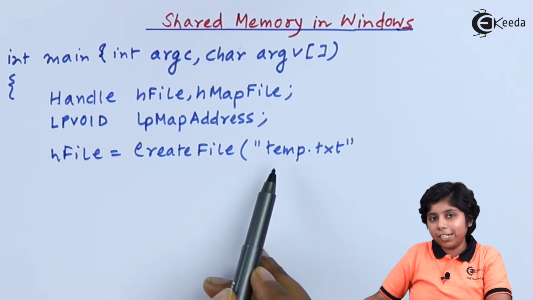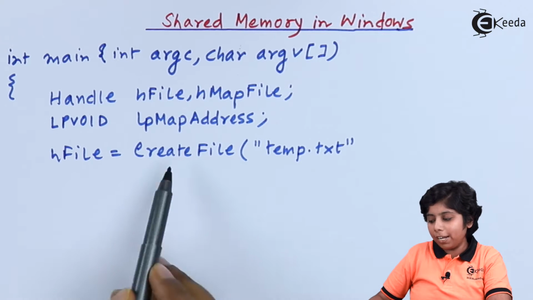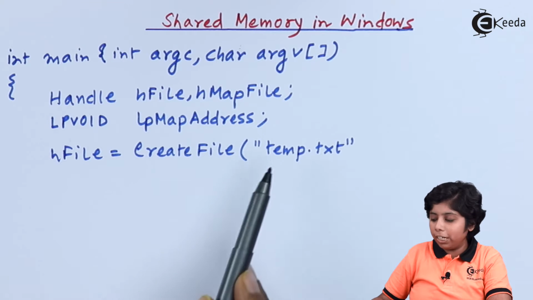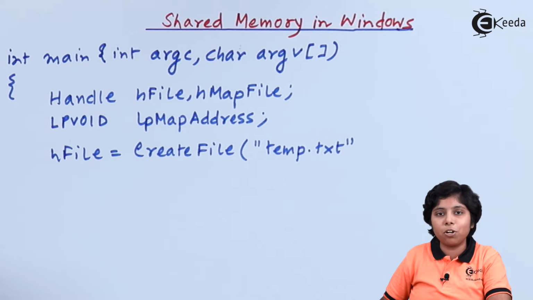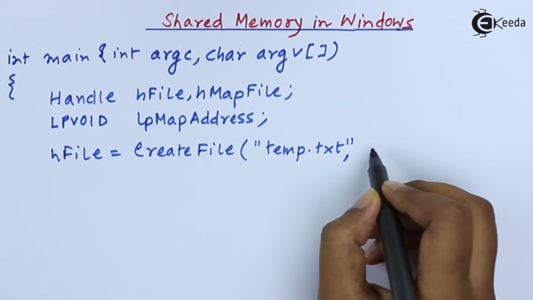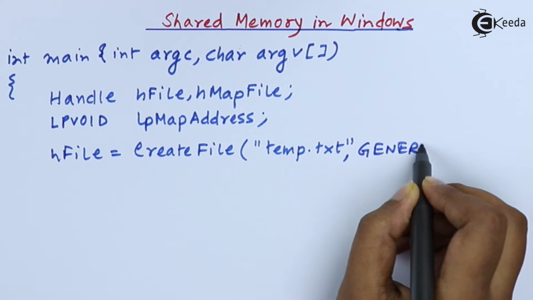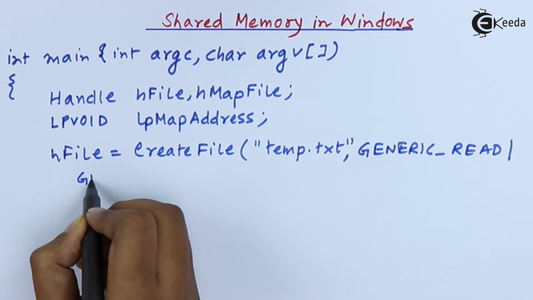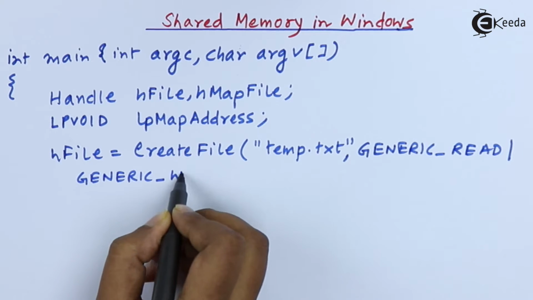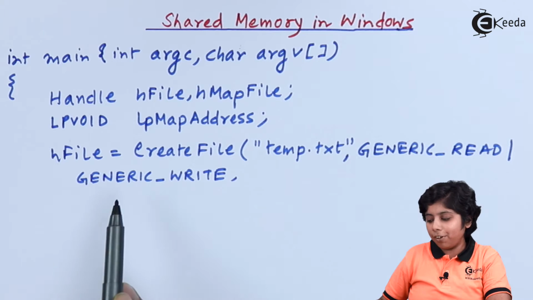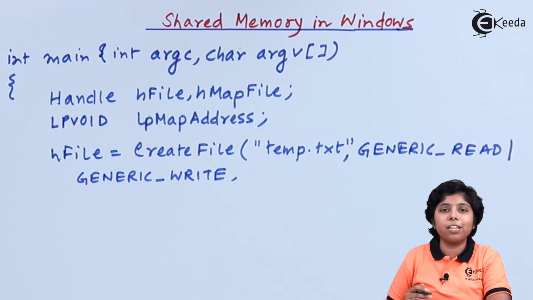Here we are first creating the file using CreateFile and returning that file handle to the hFile handle. The name of the file we are creating is temp.txt here. Next, the mode of the file we are specifying is generic read or write, that is we are giving the file read or write access.